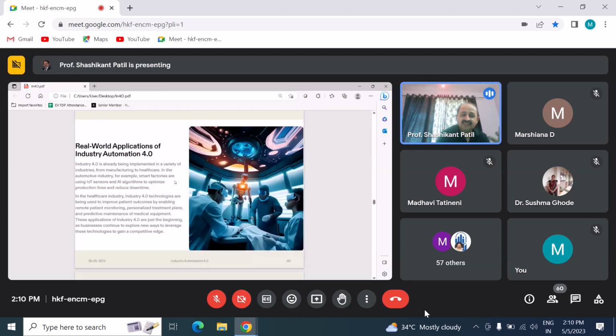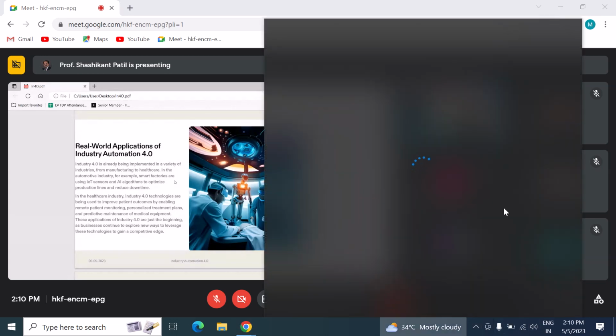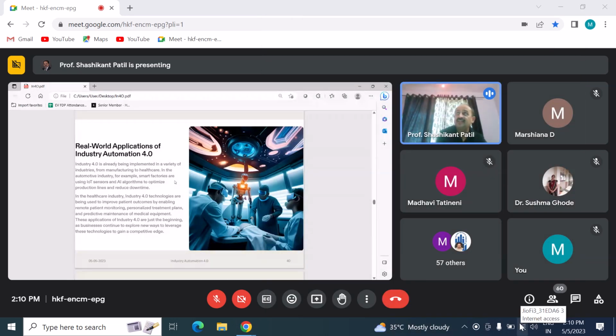Actually, there are many. When we say real-world, day-to-day applications, Industry 4.0 is already being implemented in a variety of industries, and nowadays many business houses, corporate sectors, and manufacturing units have adopted it. In the automotive industry, for example, smart factories are using IoT sensors and AI algorithms to optimize production lines and reduce downtime. In the healthcare industry, it is used to improve patient outcomes by enabling remote patient monitoring, like telemedicine and telehealth units, personalized treatment plans, and predictive maintenance of medical equipment. These applications are just beginning, and businesses continue to explore new ways to leverage technologies to gain a competitive edge.